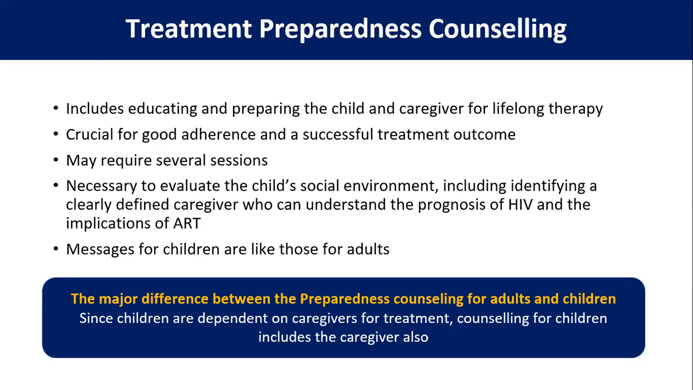The adherence needs to be very, very good, more than 95%, and we need to make the CLHIV and the caregiver understand it very nicely. And to absorb this message, many sessions may be required, may not be in one session. In some cases, we may have to go for 2-3 sessions. And it is very necessary to evaluate the child's social environment, including identifying a clearly defined caregiver who can understand the prognosis of HIV and the implications of ART and its side effects.